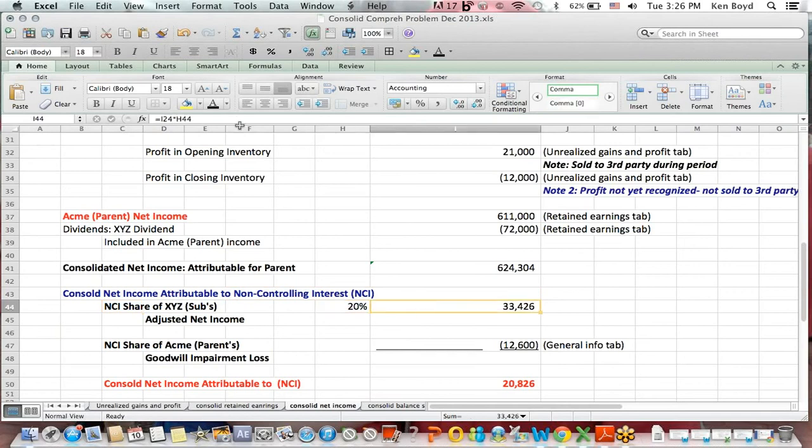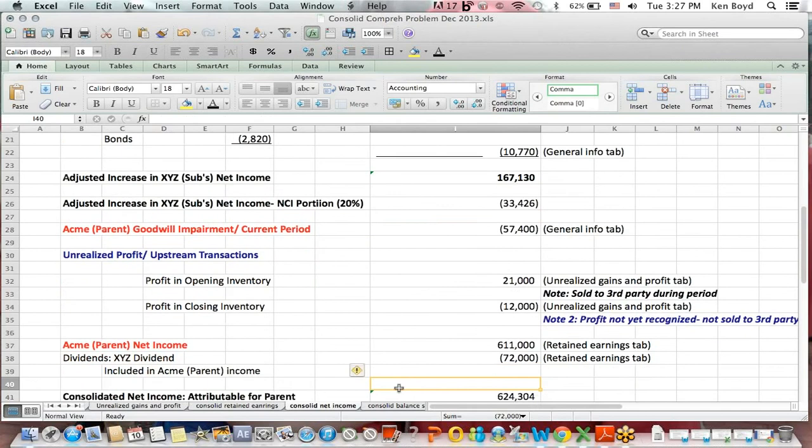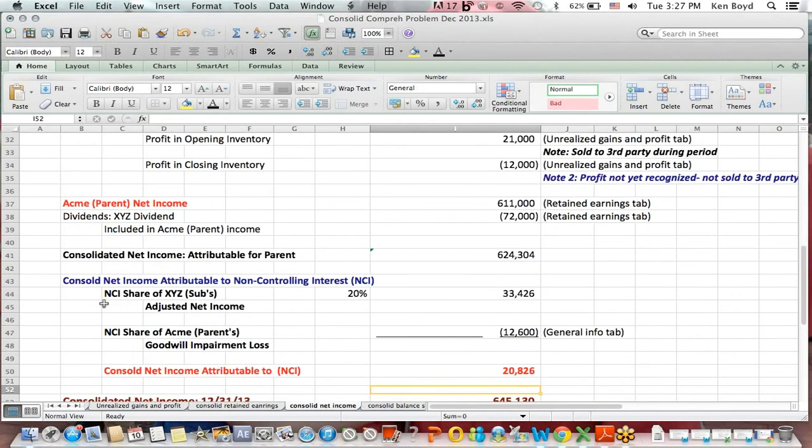Remember that the non-controlling interest has 20% of the total. So 20% times that non-controlling interest, if I go back up to the top, there's the sub's net income. And now we're saying that the non-controlling interest gets 20% of that number right there.